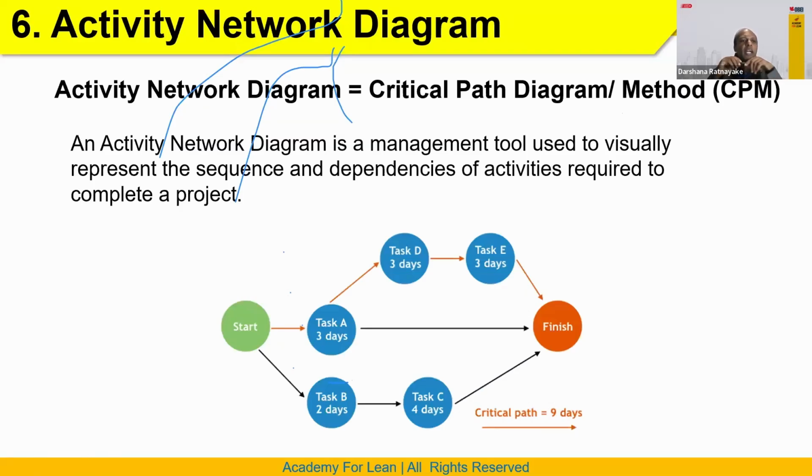Then we will move to the activity network diagram, tool number 6. This is a project planning tool, taken from project management. The activity network diagram, which normally we know as the critical path diagram or critical path method, is a management tool used to visualize and represent the sequence and dependence of activities required to complete a project.